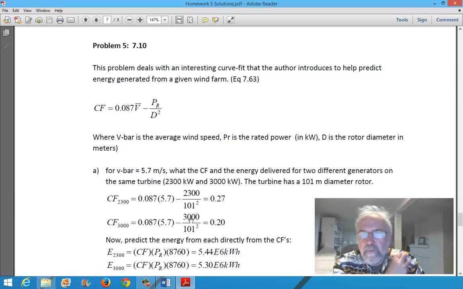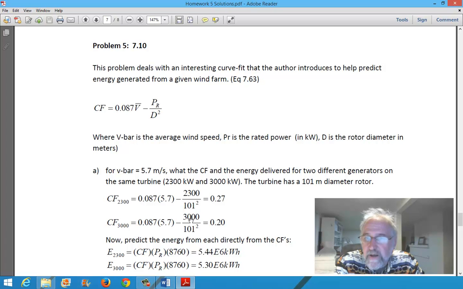And finally, problem 7-10, the fifth problem in this homework, was getting to use the capacity factor empiricism, the little curve fit that the author presents. I have not seen this in any other reference, in any other book I've seen. But the fact that it has survived to the second edition of the book tells me, yeah, it's worth covering. I didn't cover it last time I taught the class, but he had more data behind it in this book and this edition, and I think I'm comfortable with it. And it's a really simple little equation.